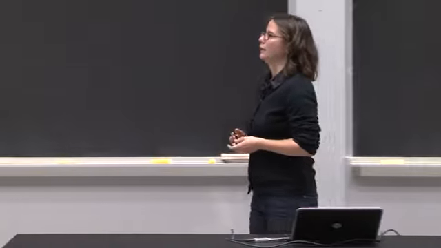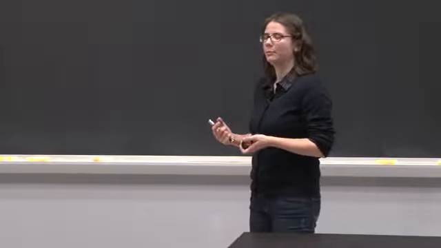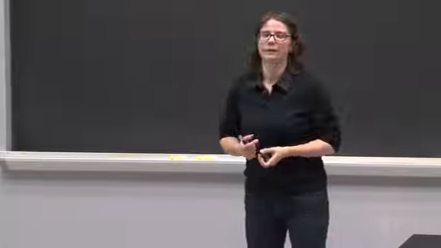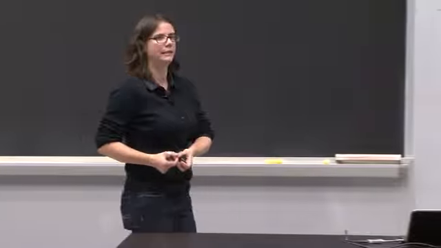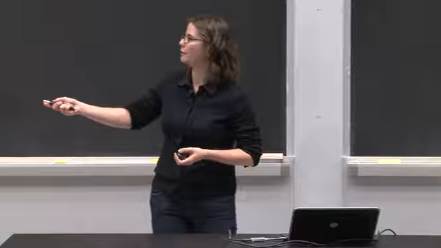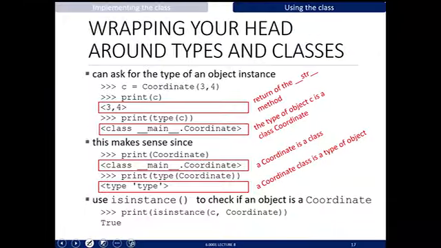If you'd like to figure out whether a particular object is an instance of a particular class, you use this special function called isinstance. So if you print isinstance(c, Coordinate), this is going to print True because c is an object that is of type coordinate.